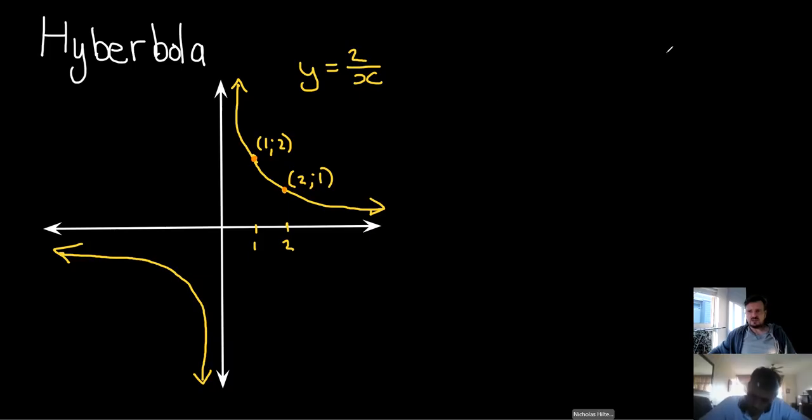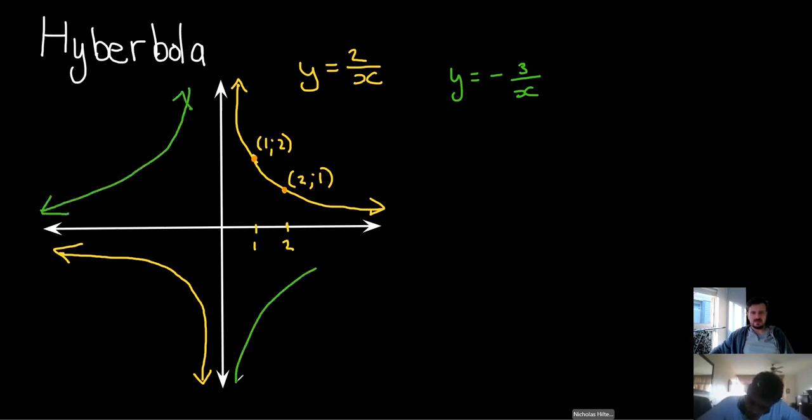Now, the second thing is, if you were asked to draw y equals negative 3 over x. If you see that it's a negative, all I do is simply draw it like that and that. And if I want a couple of points, well, I can put in x. Let's say I want x as 2 here: negative 3 over 2. So I can make my point (2, negative 3 over 2).